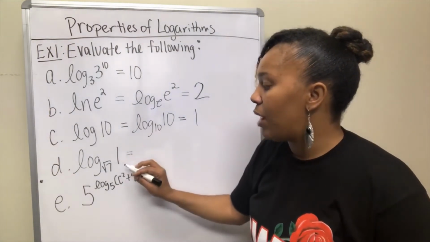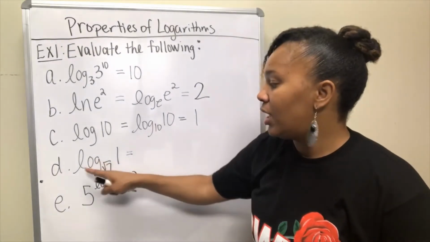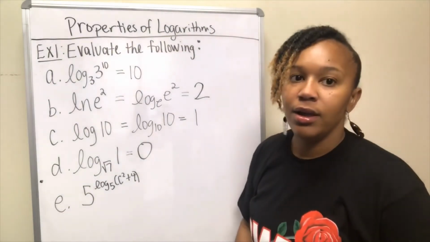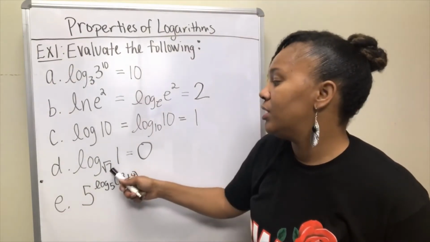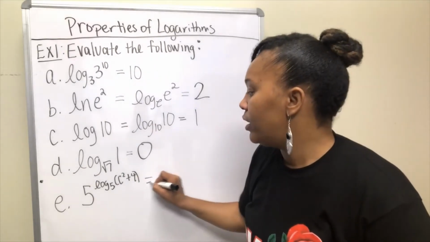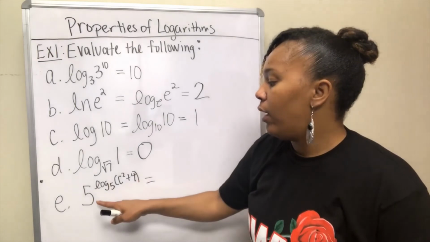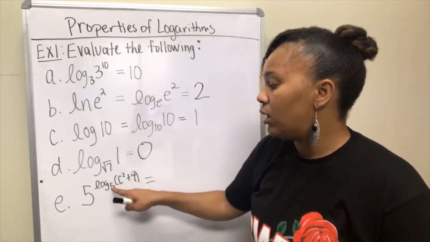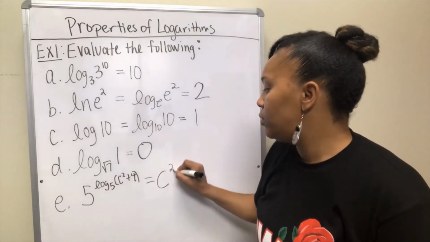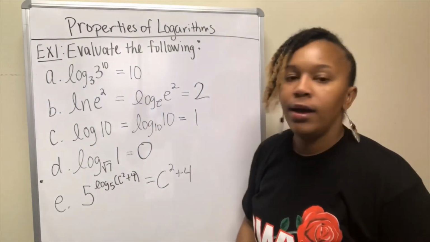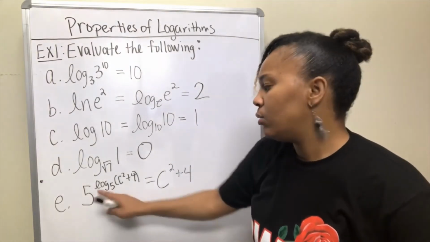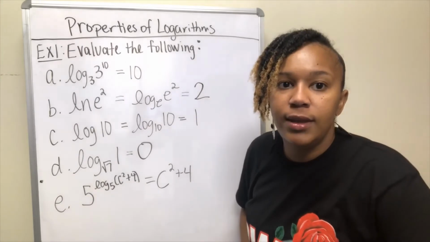Alright, this one is property number 1. Anytime you take the log, regardless of what the base is, of 1, your answer is always 0. And if you want to think about what it means, this means square root of 7 to what power gives me 1? Well, anything raised to the 0 power is 1. And then this one is our 4th property, where you have an exponent raised to a log and the bases are the same. So all of that goes away and it leaves you with just c squared plus 4. And so this is how you will evaluate these logs using the properties.